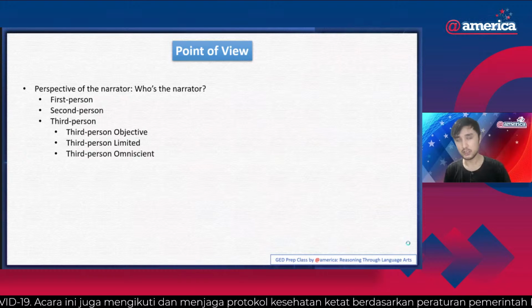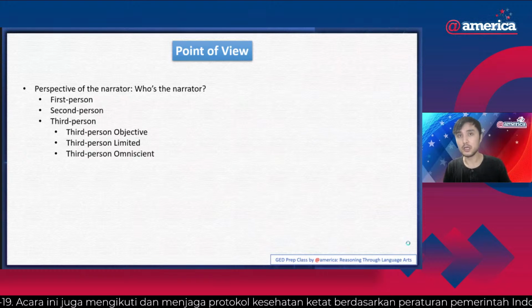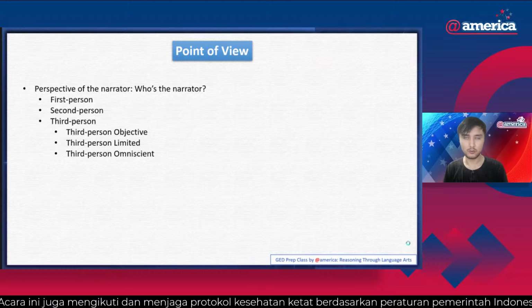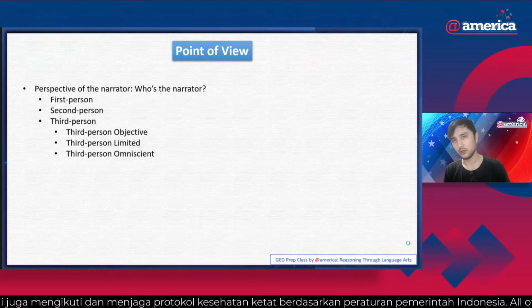Third person omniscient, or all knowing, on the other hand, talks about all the characters' feelings, thoughts, actions, and dialogues.